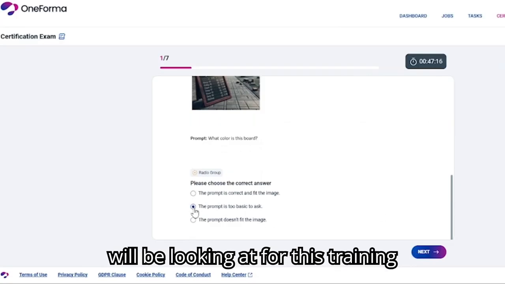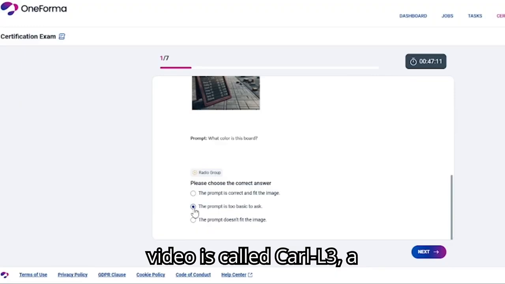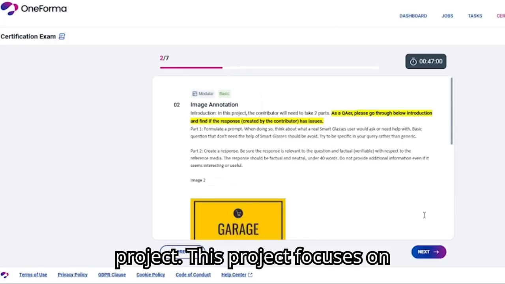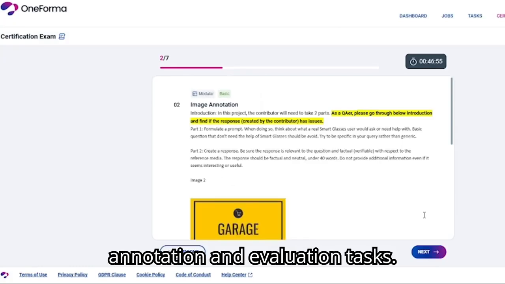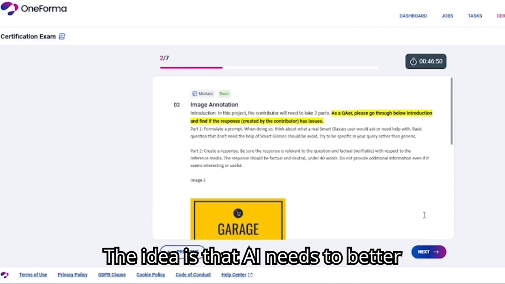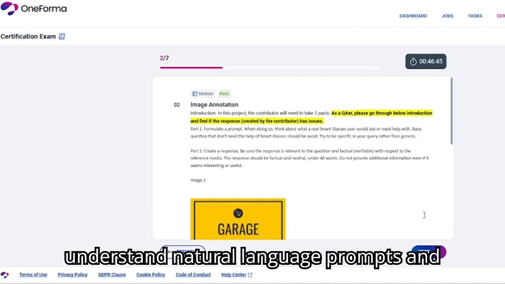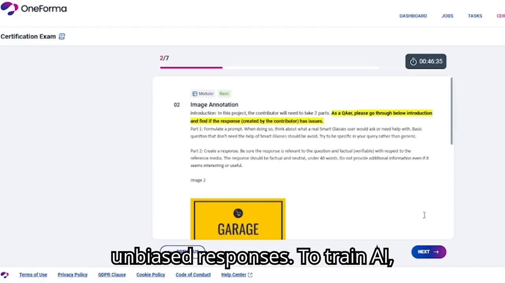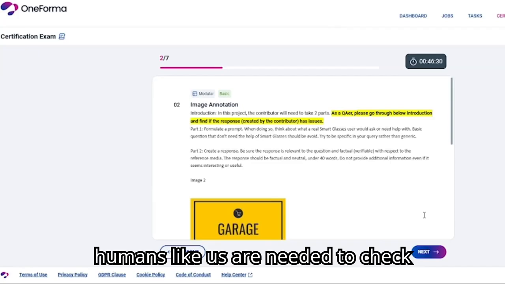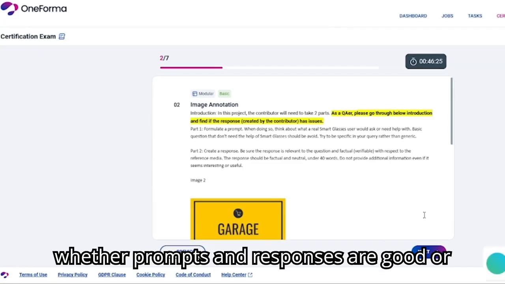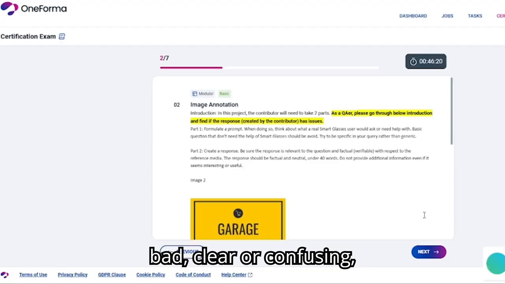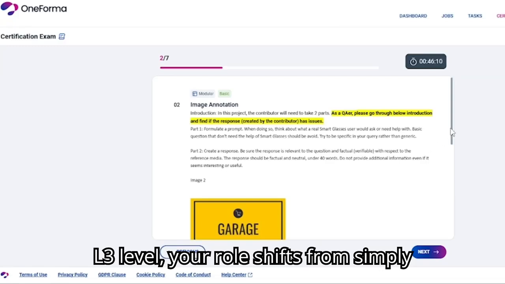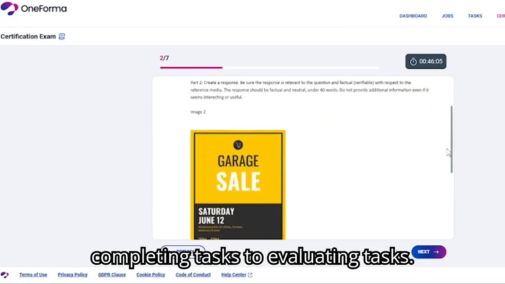Now the project we will be looking at for this training video is called Karl L3, a certification needed for the Atlas project. This project focuses on annotation and evaluation tasks. The idea is that AI needs to better understand natural language prompts and generate accurate, factual, and unbiased responses. To train AI, humans like us are needed to check whether prompts and responses are good or bad, clear or confusing, appropriate or inappropriate. At the L3 level, your role shifts from simply completing tasks to evaluating tasks.